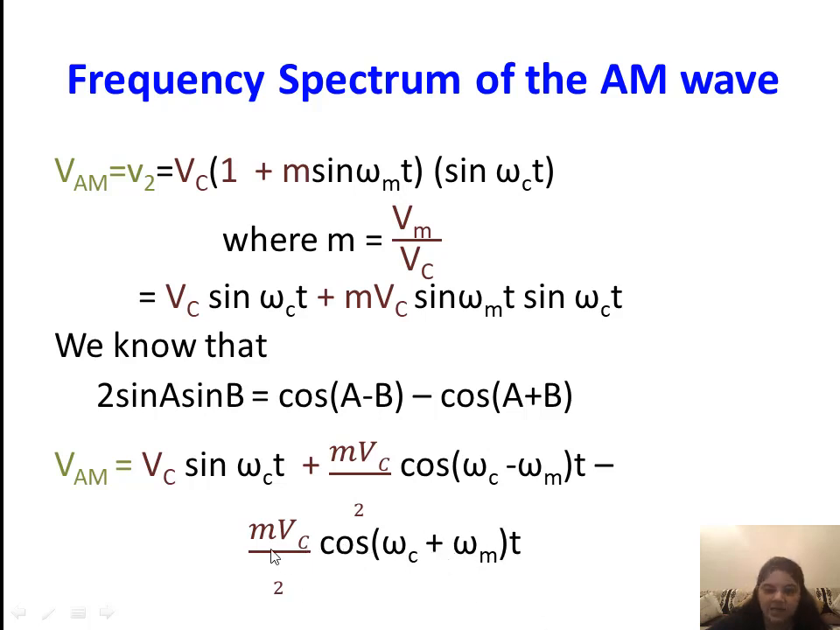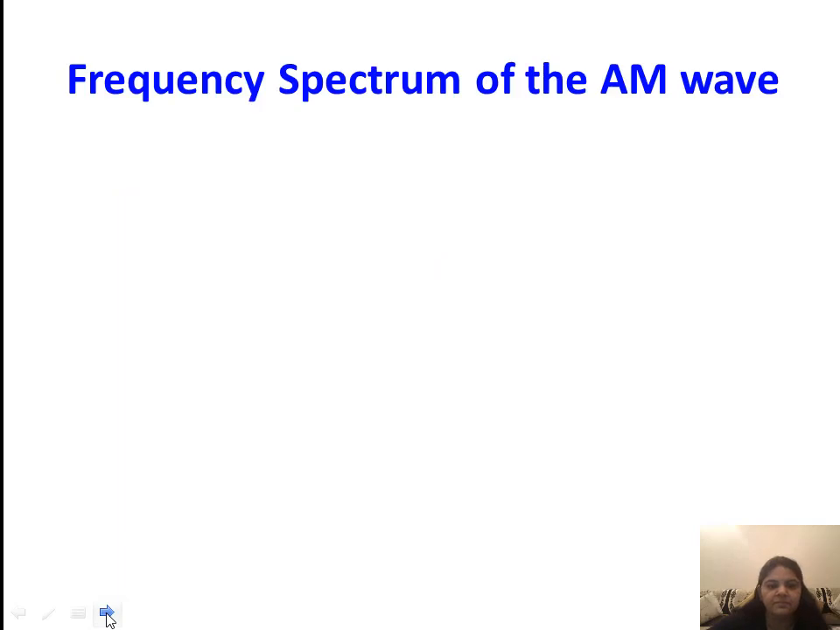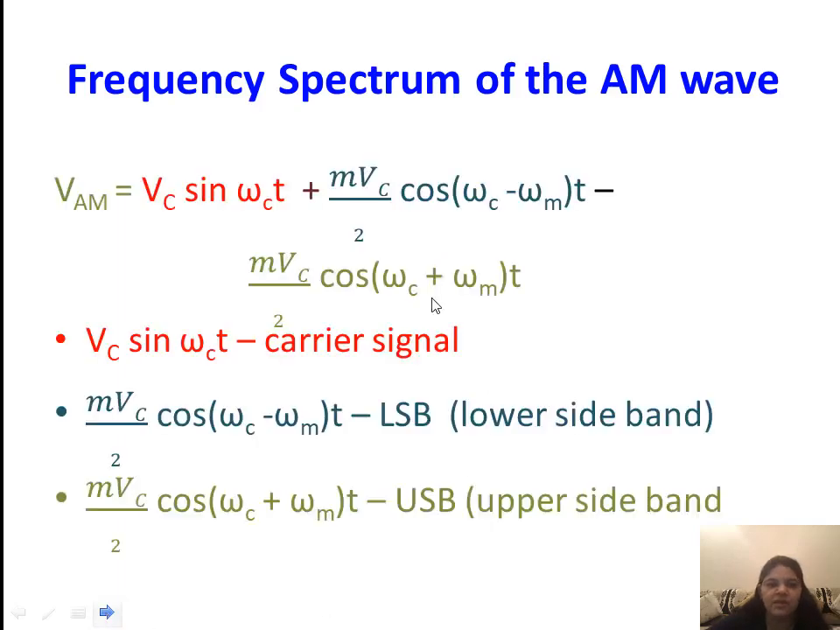So, frequency spectrum of the AM wave. You know the last equation. The first term, Vc sin ωc t, is the carrier signal. mVc/2 cos(ωc minus ωm)t is the lower sideband. And mVc/2 cos(ωc plus ωm)t represents the upper sideband.